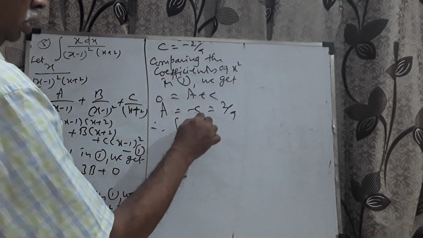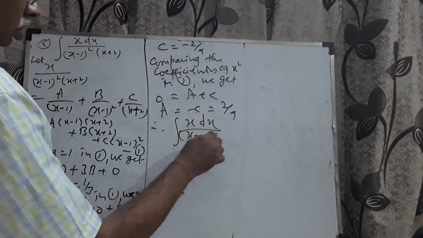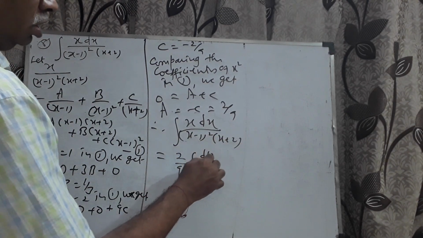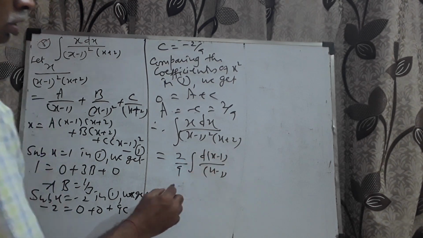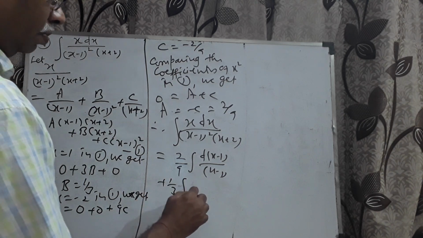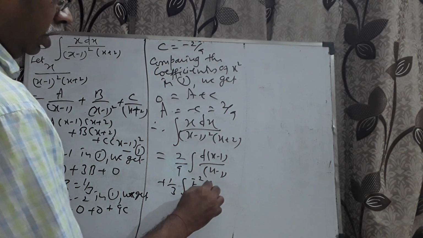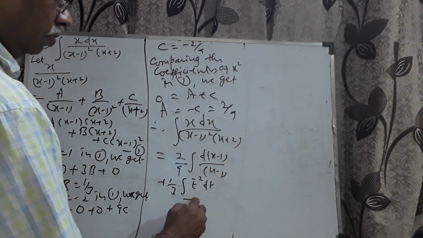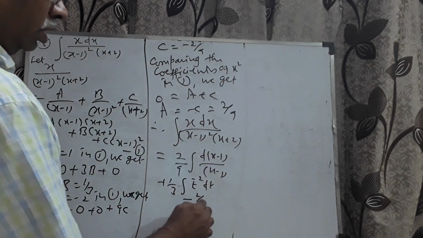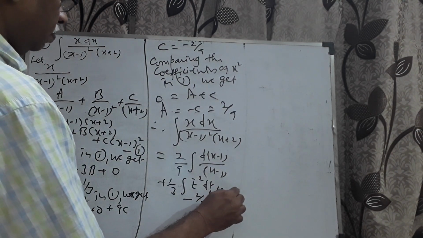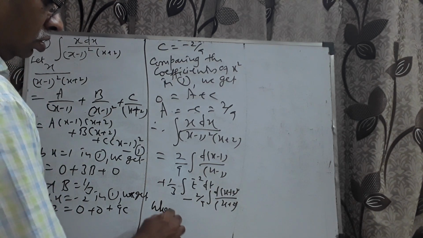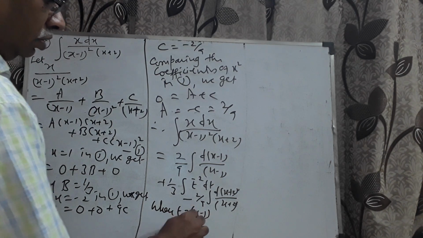Therefore, the whole integral x dx by (x minus 1) whole square into (x plus 2) becomes 2 by 9 integral d of (x minus 1) by (x minus 1), then of course, B happens to be 1 by 3, plus 1 by 3 integral t power minus 2 dt, plus of course my C is, what is my C? C happens to be minus 2 by 9, minus 2 by 9 integral d of (x plus 2) by (x plus 2). Here, my t is x minus 1.